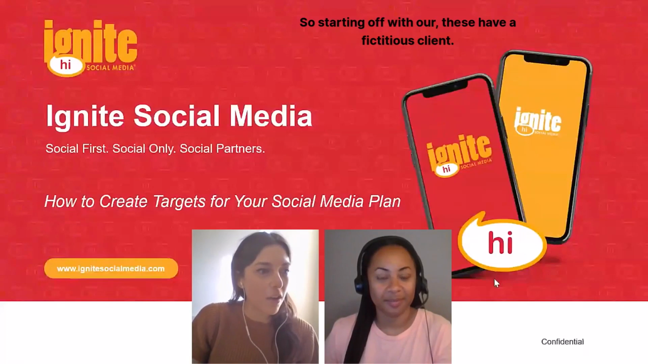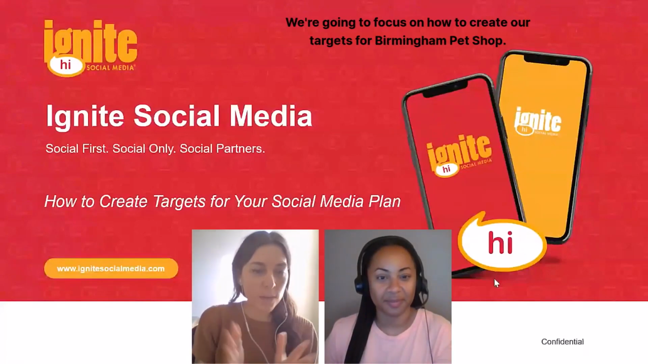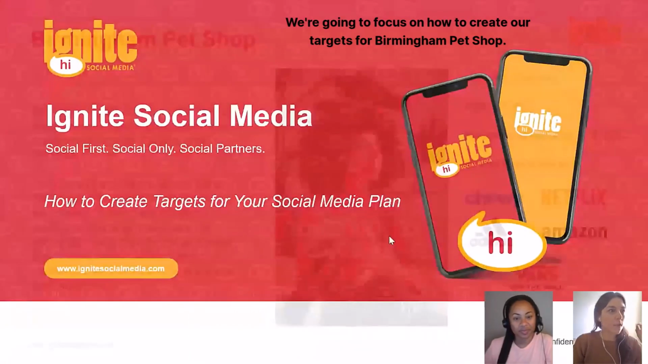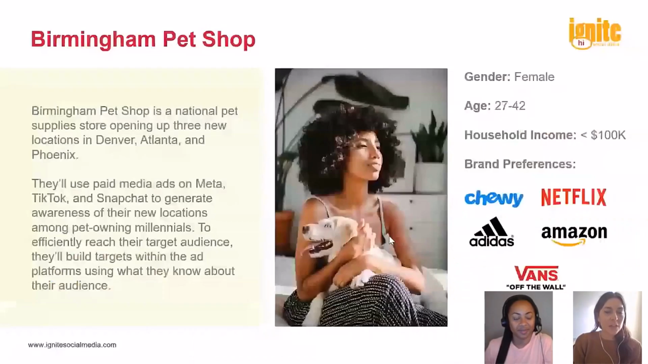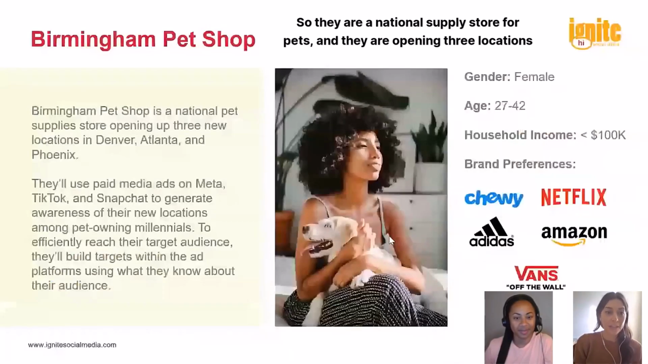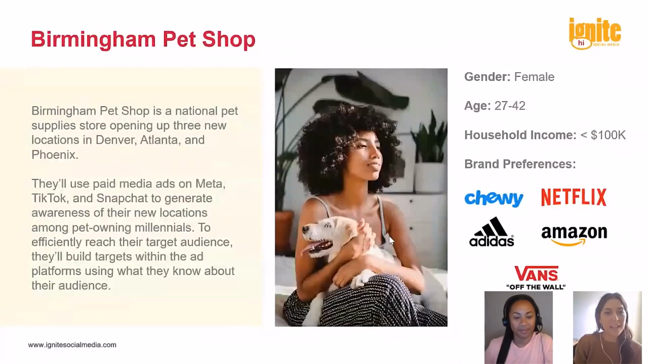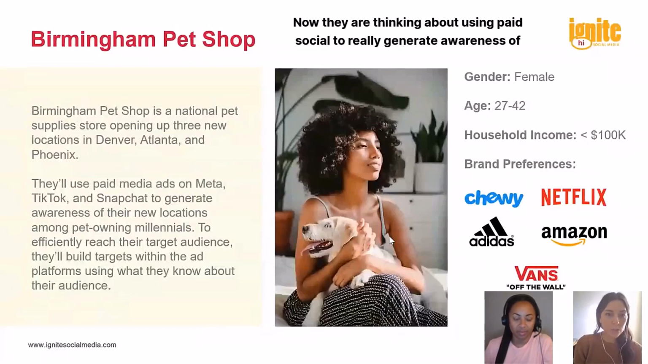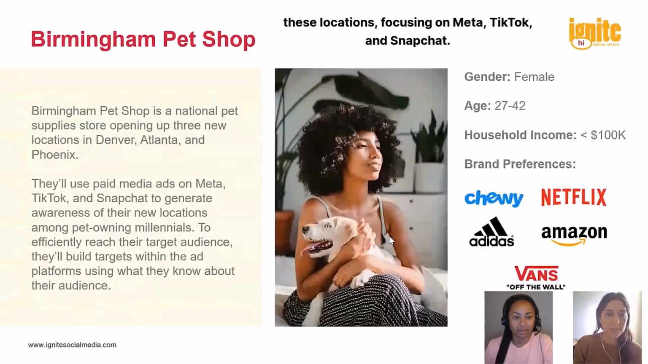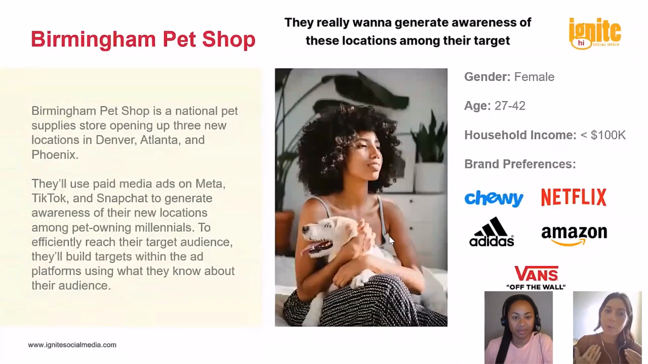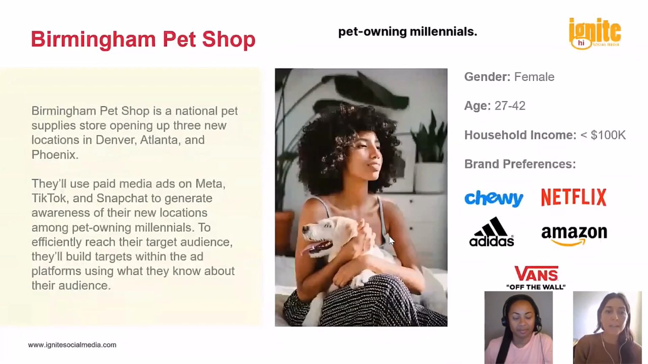So starting off, we just have a fictitious client. We're going to focus on how to create our targets for Birmingham Pet Shop. They are a national supply store for pets, and they are opening 3 locations within the United States: Denver, Atlanta, and Phoenix. Now they are thinking about using paid social to really generate awareness of these locations, focusing on Meta, TikTok, and Snapchat.